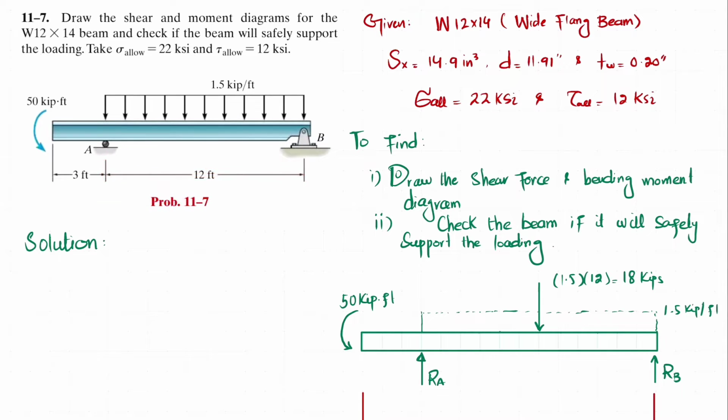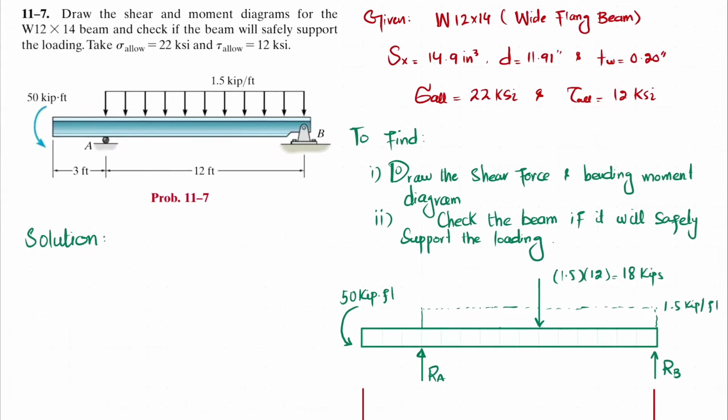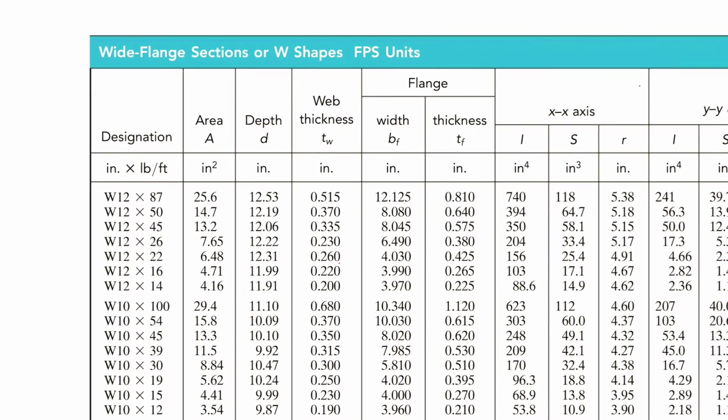Clear. The W12 by 14 wide flange beam properties are given in the property table, or from Appendix B. At the end of the book, we will get its section modulus, its depth and the thickness of the web. I will show you. This is the property table. You can see that W12 by 14 is given over here. So its section modulus is 14.9 cubic inch, while its depth is 11.91 inch and the thickness of the web is 0.2 inch. So note down these values.